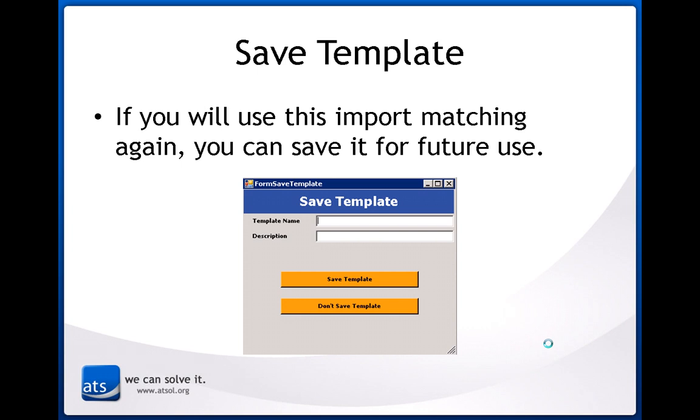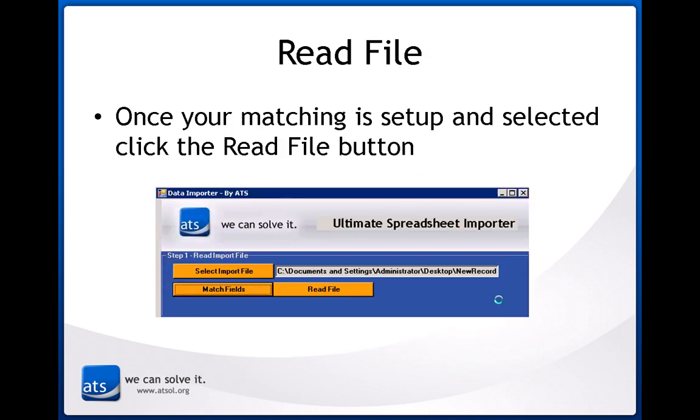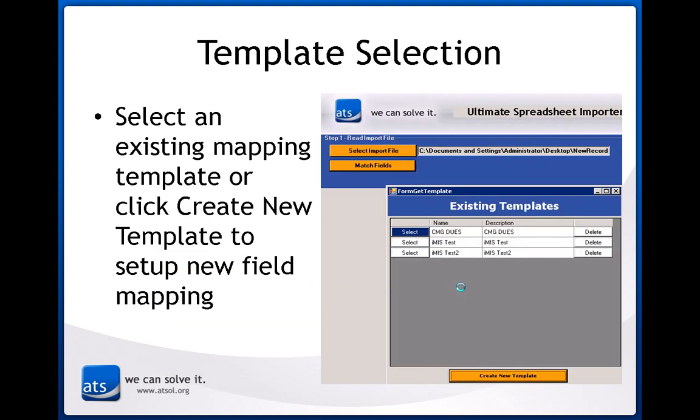If you will use this import matching again, you can save it for future use by just clicking the Save Template button. Next, once your matching is set up and selected, click the Read File button. Select an existing mapping template or create a new template to set up new mapping.